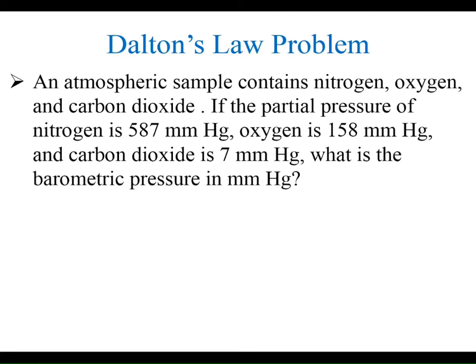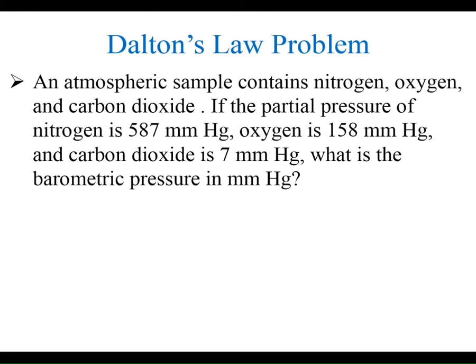So let's say you had a sample of gas, and it was nitrogen, oxygen, and carbon dioxide, pretty typical for air. If the partial pressure of the nitrogen is 587 millimeters of mercury, the oxygen is 158 millimeters of mercury, and the carbon dioxide is 7 millimeters of mercury, what is the total pressure, the barometric pressure of that sample in millimeters of mercury? So what do we do? Just add them up, yeah.